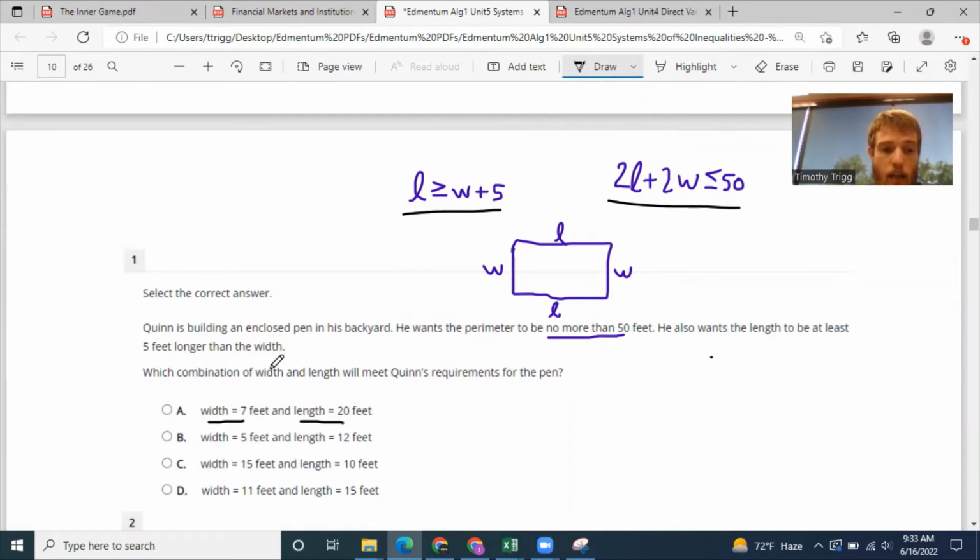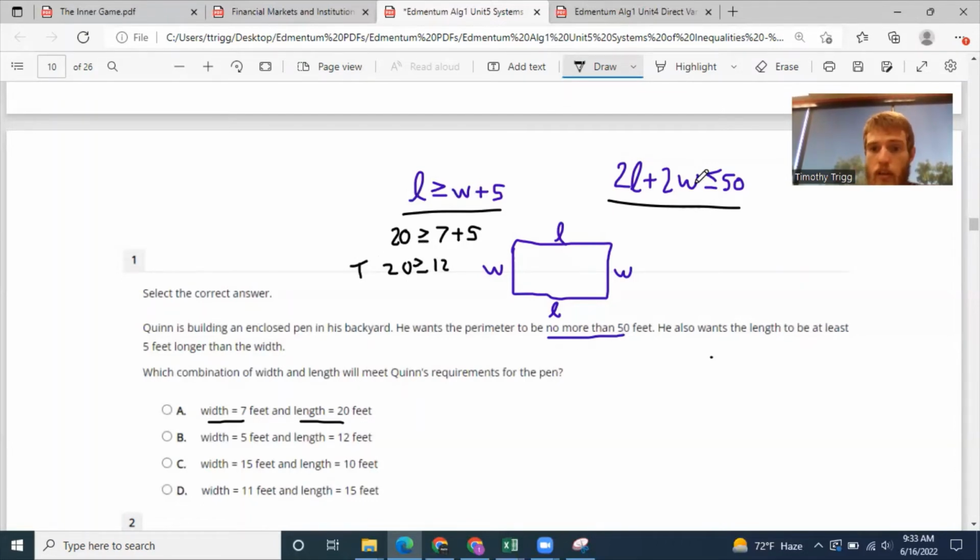Let's go ahead and check to see if it's a true statement for this first inequality. So that the length needs to be greater than or equal to the width plus 5. So if we use the width as 7, so W is 7, and L is 20. Is that greater than or equal to 7 plus 5? Well, yes, it is, because 20 is greater than or equal to 7 plus 5, which is 12. So that produces a true statement here. So it works for this first inequality.